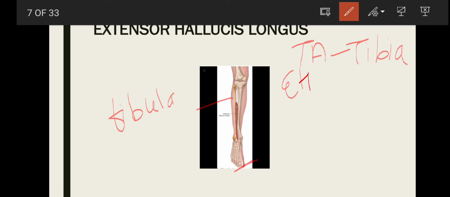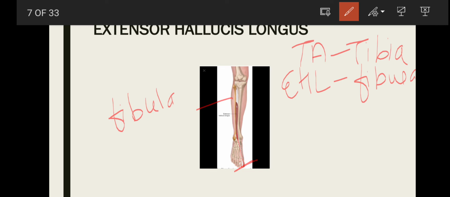Now, where does it take its origin? Extensor hallucis longus takes its origin from the fibula bone. So tibialis anterior is from tibia, and the next muscle, extensor hallucis longus, is from fibula. It takes its origin from the medial surface of shaft of fibula in the middle 2/4 and also from the interosseous membrane. Interosseous means between the bones; there is a membrane known as interosseous membrane between the tibia and fibula.